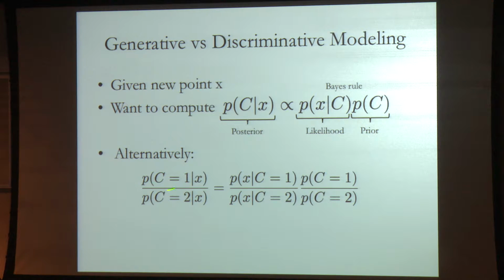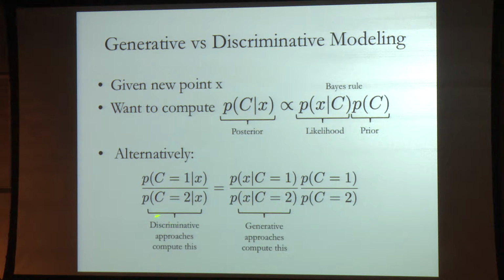So the probability of class 1 given the new data point divided by class 2, and so that denominator term cancels out. And then you're just left with another ratio here of now likelihoods and this prior ratio as follows. Now, in discriminative modeling, you're going to be fitting a function directly to this quantity here. And in generative modeling, you're going to be fitting this one.